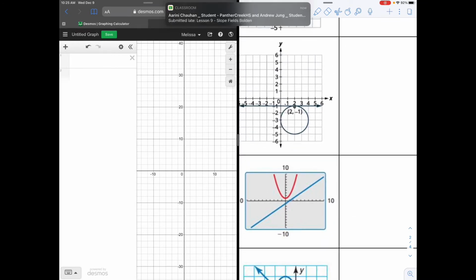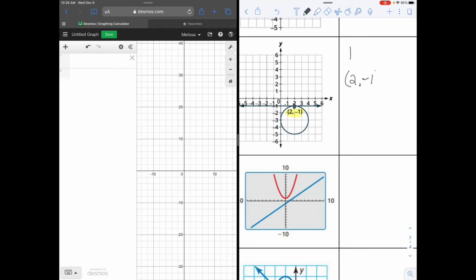Okay, our next one, we have a circle and a horizontal line, and we see that it intersects only once. So it has one solution, and that solution is just this ordered pair that I kind of gave you. That solution is (2, -1). In this next example, this is similar to the one that we did earlier. The two equations never intersect, so we say that this has no solutions.